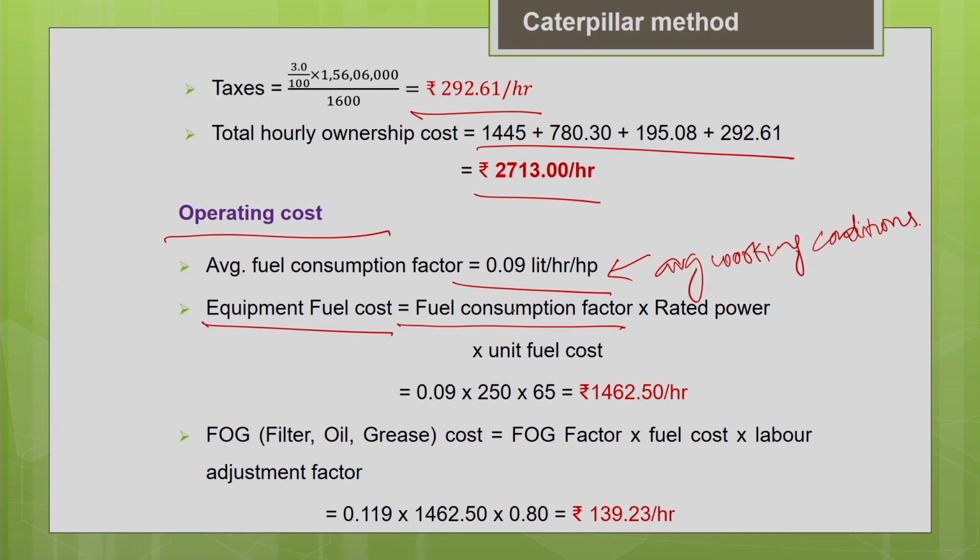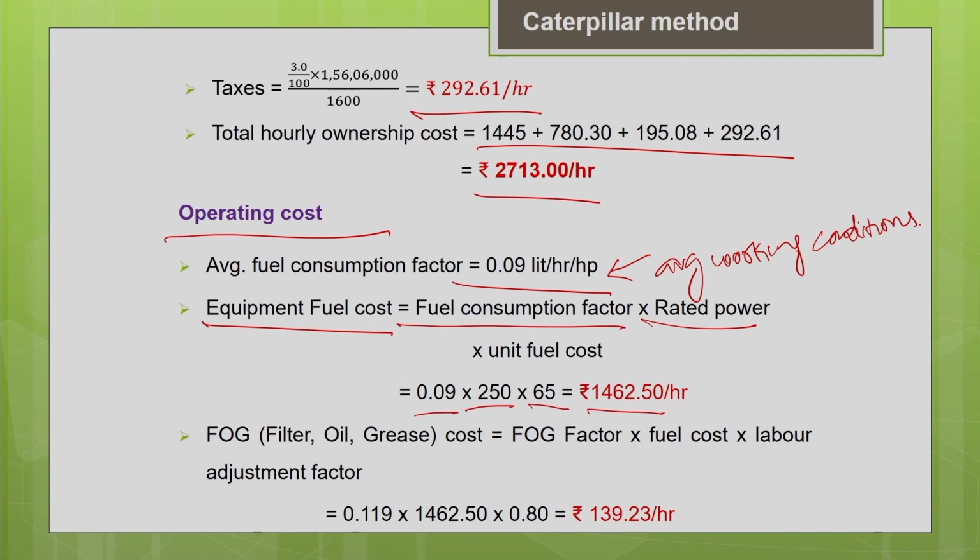So the fuel consumption factor 0.09 multiplied by the horsepower of the engine, which is 250, and the local unit fuel cost is 65 rupees per liter. So that will give me the hourly equipment fuel cost as rupees 1,462.5.